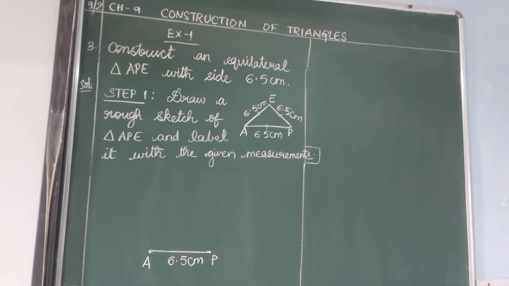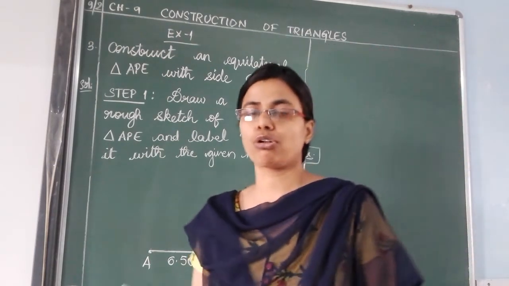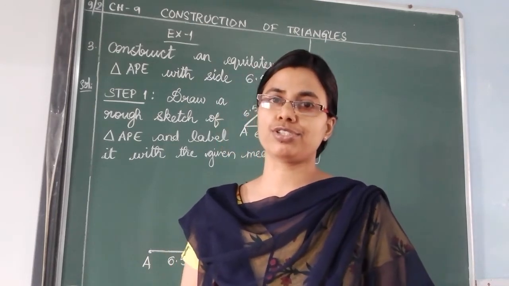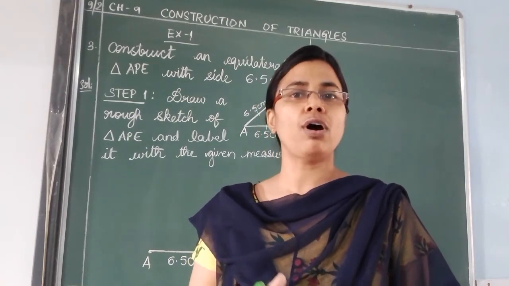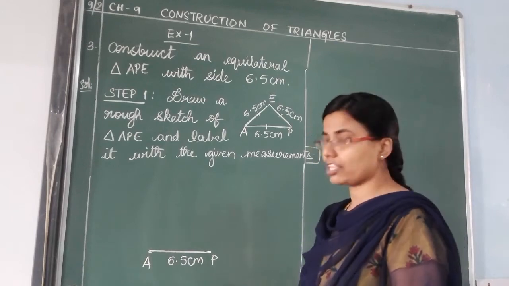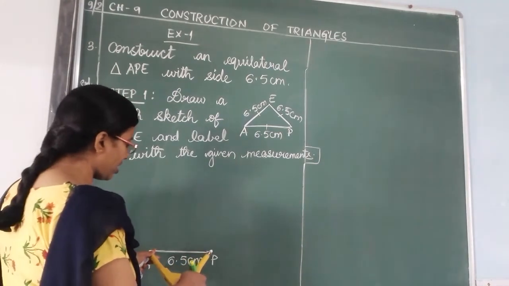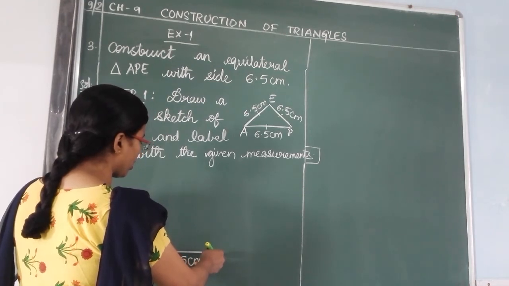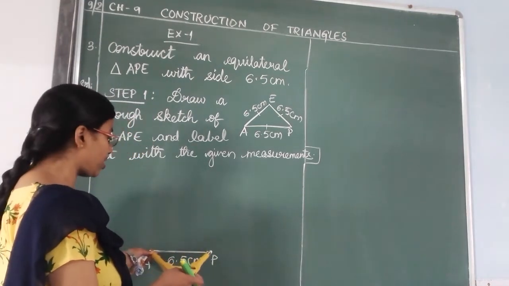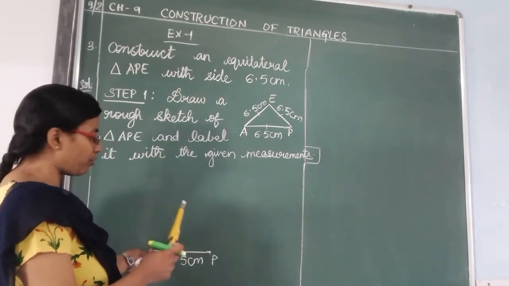Okay children, the line segment AP of length 6.5 centimeters we have drawn. You know that the other two sides are also of length 6.5 centimeters. You can use your compass and measure the length of 6.5 centimeters, or because I have drawn this length also as 6.5 centimeters, directly I can keep it like this and see that it is matching with the point which is here. Because it is the same length, I am taking it like this. If 7 centimeters is given and you do it like this, it's gone way wrong.